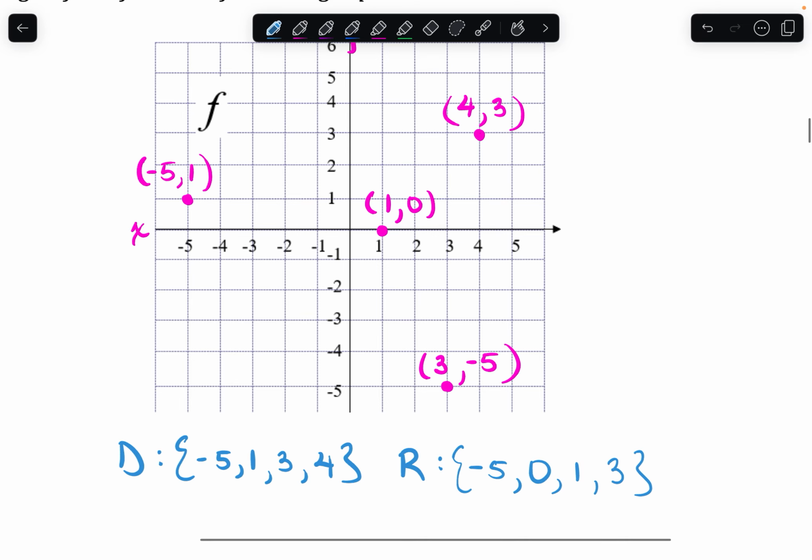So when it's a bunch of points, you just list the elements of all the x's separated by commas in curly braces for your domain. List all the y values in a set of curly braces separated by commas for your range.